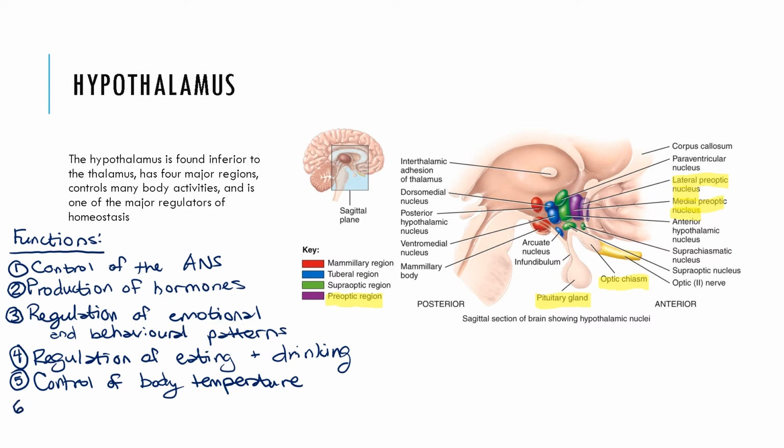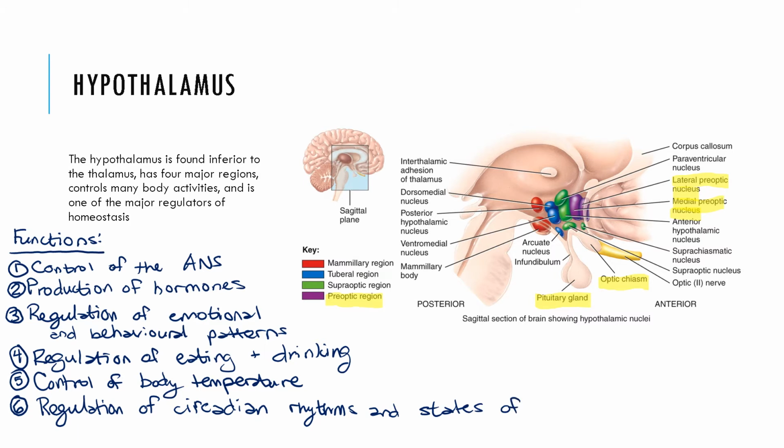And then our sixth and final important function of the hypothalamus is regulation of the circadian rhythms and your states of consciousness. The main nucleus that's going to really help with this particular function is the suprachiasmatic nucleus.